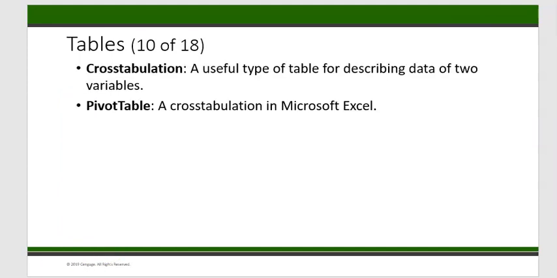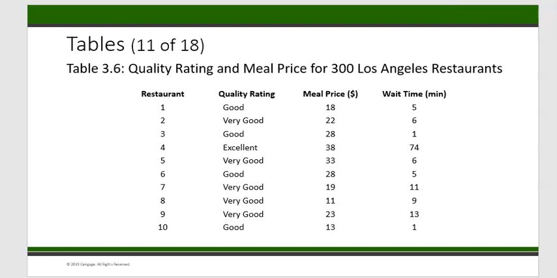When we're talking about tables to summarize data, a useful type of table for describing data of two variables is something that we call cross-tabulation. Cross-tabulation provides a tabular summary of data for two variables. To illustrate how useful cross-tabulation can be, we're going to use the pivot table option that is available in Microsoft Excel, and I cannot emphasize this enough as to how useful a pivot table can be when you're trying to analyze data. Let's use this example over here to demonstrate that.